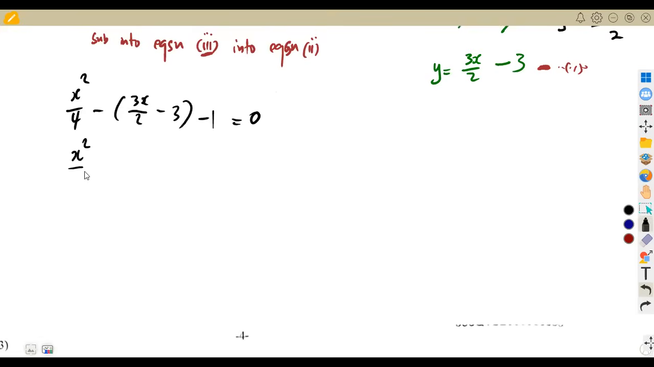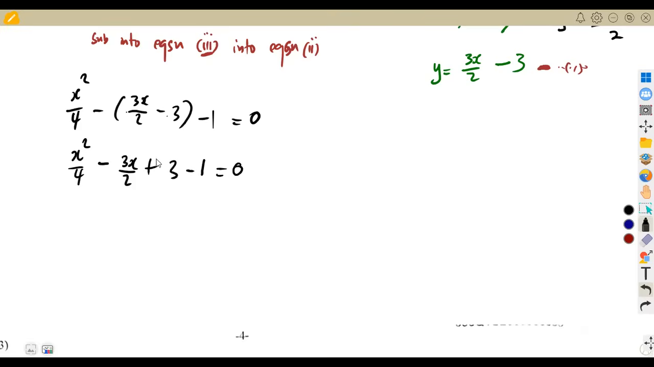So it's going to be x squared over 4. Negative here is going to be negative 3x over 2. Negative, negative, which is going to be positive 3. That is the effect of the bracket. This negative is only going to affect our bracket. The negative 1 is out of the bracket, so it's going to remain as it is.